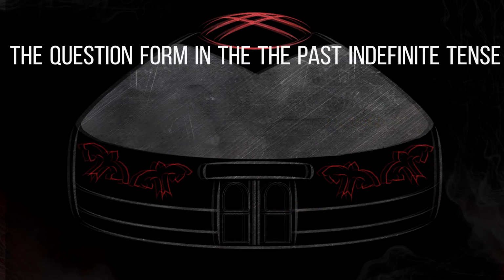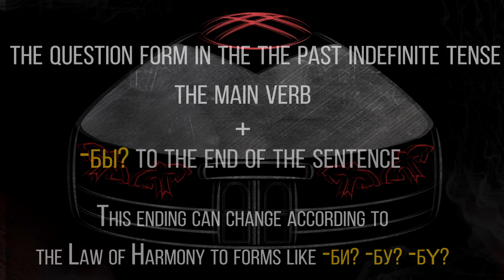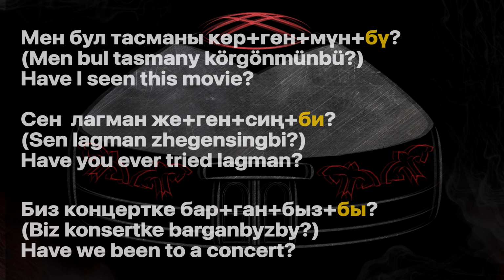To create the question form, we just add the question ending b to the end of the sentence. This ending can change according to the law of harmony to forms like bi, bu, bü. Now, let's create questions from the sentences above. Мен бул тасманы көргөнмүнбү? Have I seen this movie? Сен лагман жегенсиңби? Have you ever tried лагман? Биз концертке барганбызбы? Have we been to a concert?